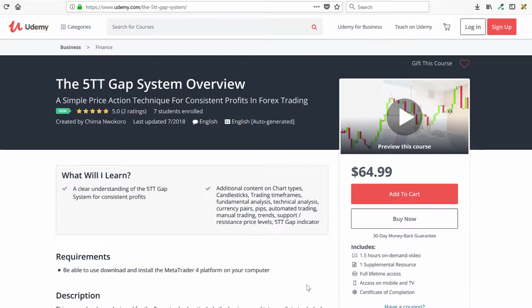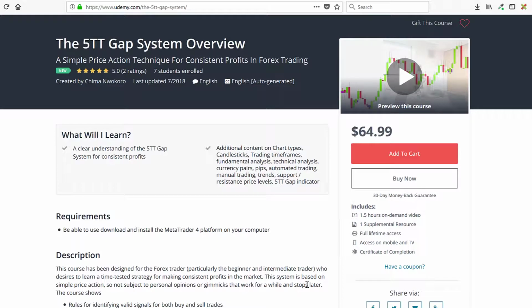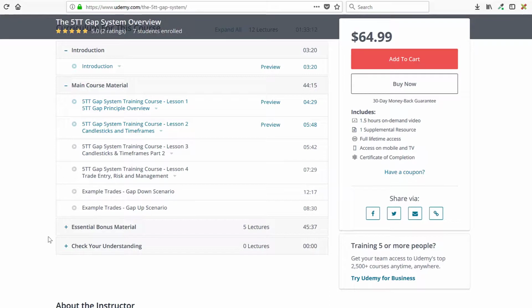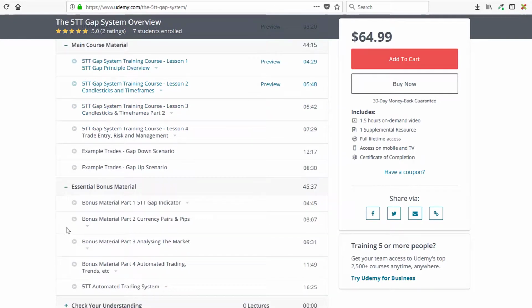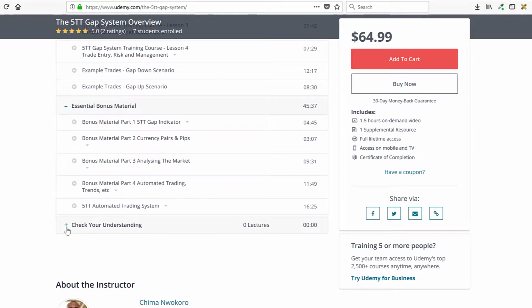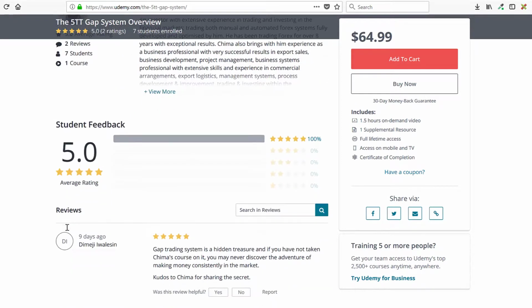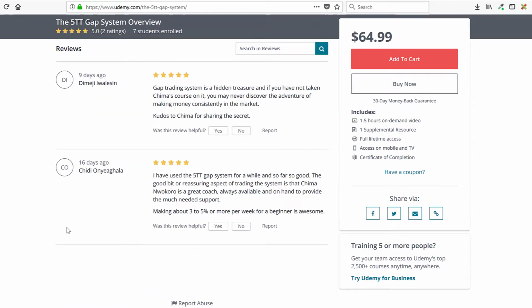That course contains a series of videos that shows you the principles behind the system, why the system is so profitable, how to enter trades, how to exit trades, how to manage your stop loss, the risk, and how to calculate your trade size. It also has additional content where I explain things like candlesticks, support and resistance lines, pips, currency pairs, trending situations, and so on. It's rich in trading content that you will find useful. And I do hope you go ahead and take the course.